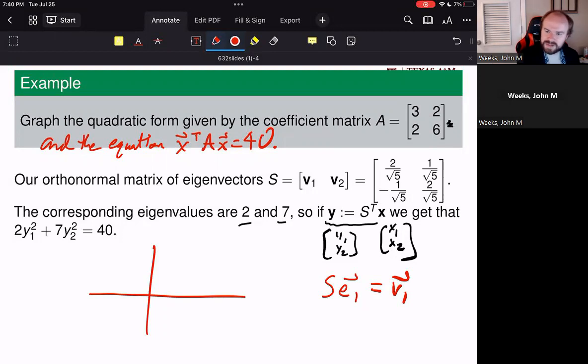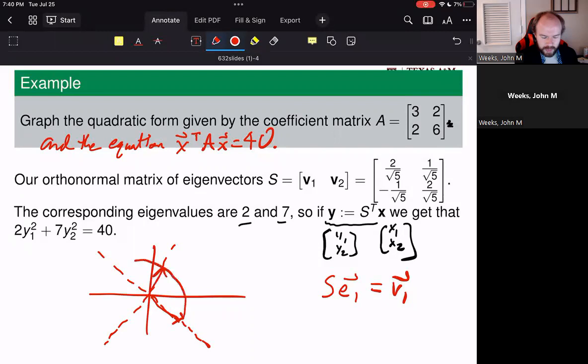So our first vector is going to be going off in the direction of 2 over square root of 5 and negative 1 over square root of 5. That's going to be graphed to go off in this direction. So this is going to be our major axis, since this is associated to y1. And then our minor axis is going to be going in the direction of 1 over square root of 5, 2 over square root of 5. So it's going to be going off a little bit like this, and that's where our minor axis lies.